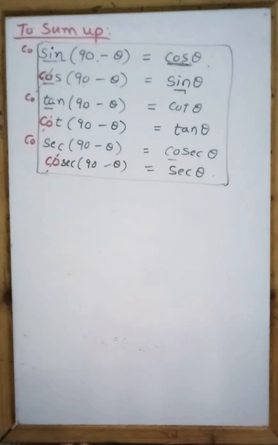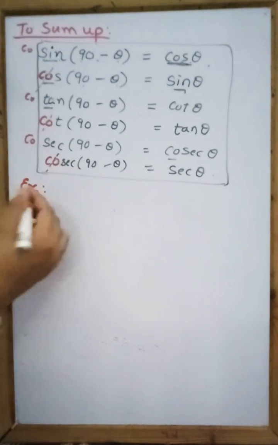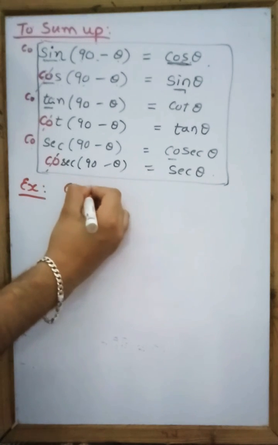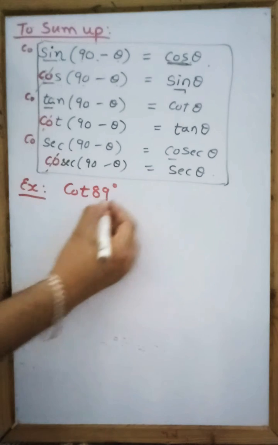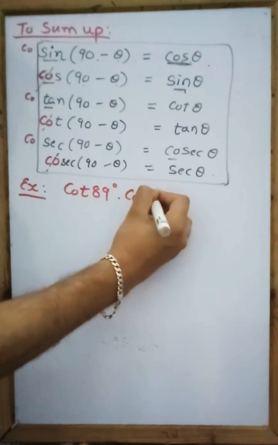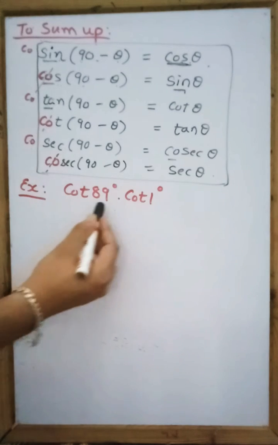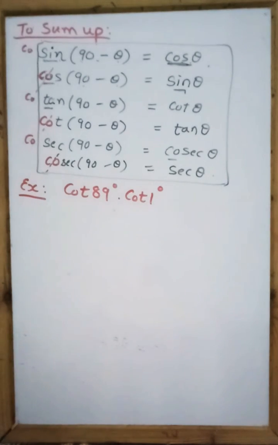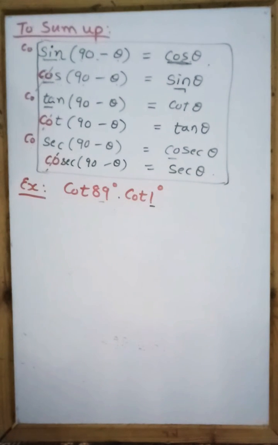Suppose a question comes: solve cot 89 into cot 1 degree. Suppose someone asks you the value of this cot 89 degree and cot 1 degree. Now very carefully you can see that they both are complementary angles. Cot 89 and cot 1. 89 and 1 are complementary angles.